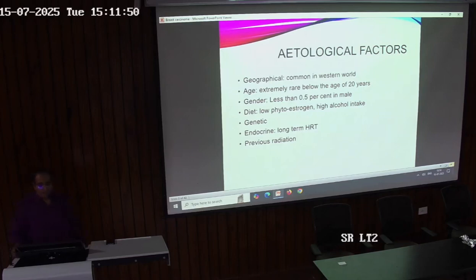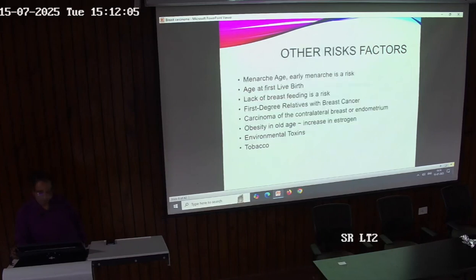Low phytoestrogen diet, high alcohol intake, genetic factors, long-term HRT, hormone replacement therapies, and previous radiation are also causes of breast carcinoma. Other risk factors are early menarche, age at first live birth, and lack of breastfeeding.